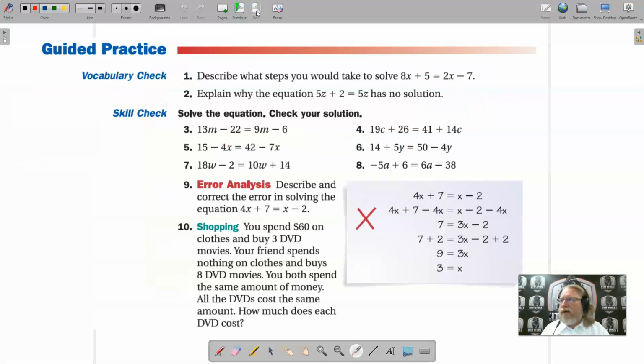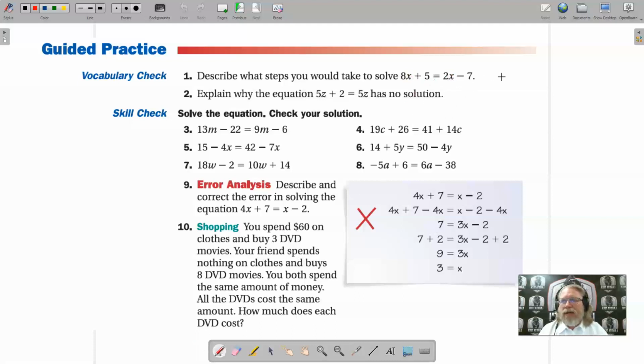So that brings us to our guided practice here at the end. Describe what steps you would take to solve 8x plus 5 equals 2x minus 7. Well, we have to get all of our variables on one side and all of our constants on the other. So we would most likely want to subtract 2x from each side.